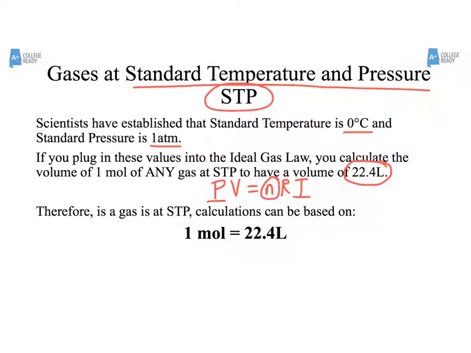So we say if a gas is at STP, then we don't really have to completely use the ideal gas law. We can just use this relationship. 1 mole of any gas is going to have a volume of 22.4 liters. So it doesn't matter what the gas is, if it's oxygen, hydrogen, nitrogen, carbon dioxide, water vapor, it's always going to have a volume of 22.4 liters if you have 1 mole at 0 degrees Celsius, 1 atm.